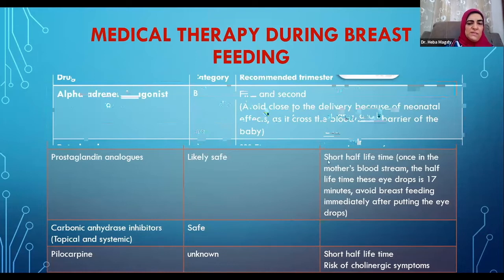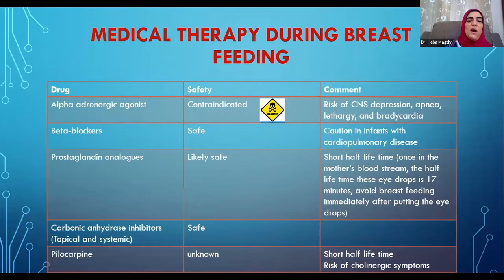Prostaglandins are extremely safe. Actually, they have a very short half-life. Once in the mother's bloodstream, the half-life of these eye drops is just 17 minutes. So just instruct the mother to avoid breastfeeding immediately after putting in the eye drops.